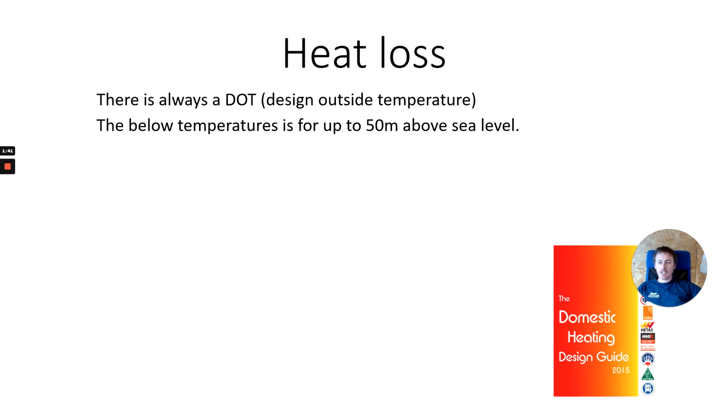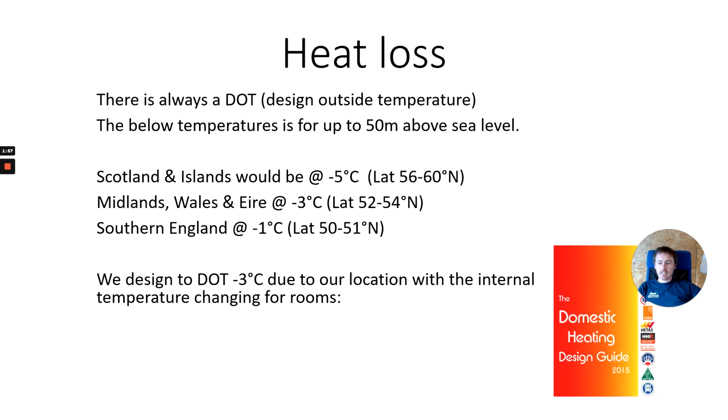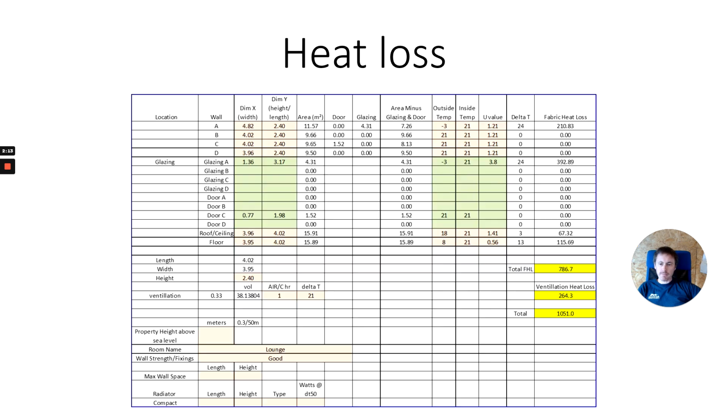The below temperatures are up to 50 meters above sea level. So Scotland and the islands, we'd be designing to -5. Midlands and Wales, we'd design to -3 outside temperature. Southern England, because it's down in the tropics, -1 outside temperature. We design outside temperature of -3 due to our location, with the internal temperature changing for rooms. So 21 for our lounge, bedrooms 18, and this is all dictated by the Domestic Heating Design Guide, which I'll call SIBSE for short because that's who produce it.